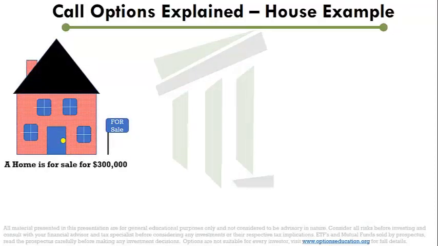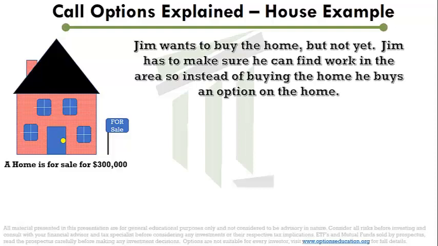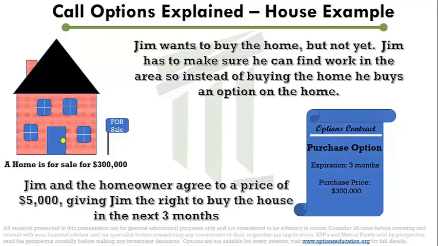So here is an example of a home that is for sale. Now this beautiful brick home is for sale for $300,000 US. It has a for sale sign in the front yard. Let's say that our investor Jim wants to buy the home. Just not yet. Jim needs to make sure that he can find work in the area. So instead of buying the home, what he's going to do is he's going to buy an option on the home.